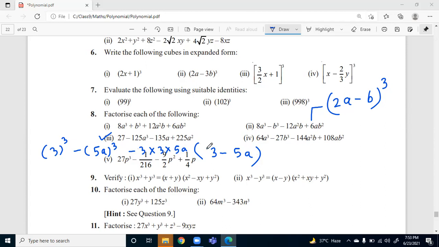3 minus 5a. So when you cross check everything, fourth term, you multiply everything, then you will get minus 135a. And if you multiply the last term, then you will be getting plus 225a square. So you can see this is getting converted into the identity a minus b whole cube. So what you can write? You can write 3 minus 5a whole cube.